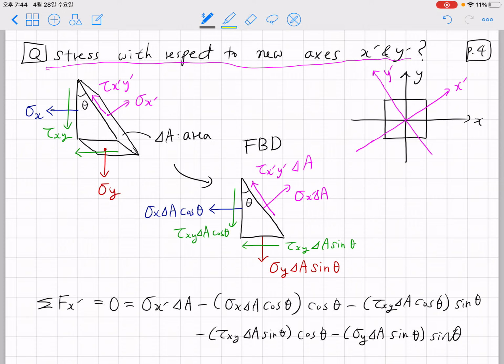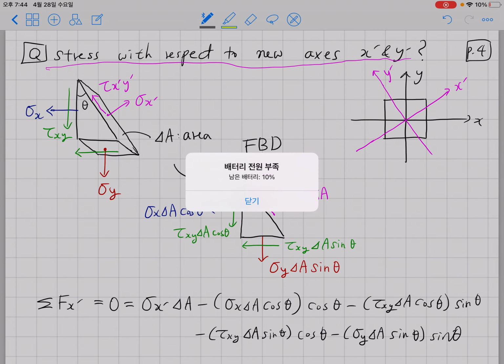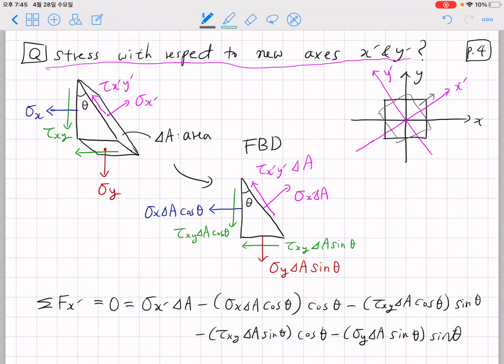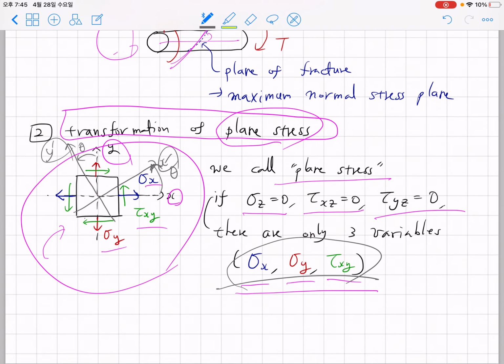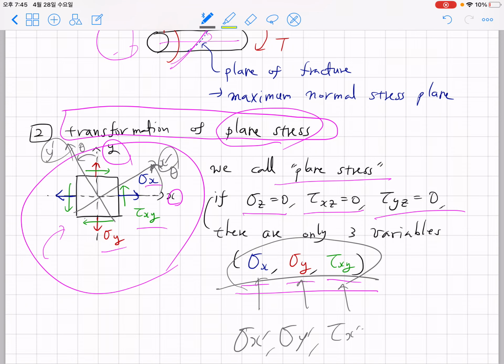To answer this question, along the x prime, y prime axes, what you can imagine is sigma x prime, sigma y prime, and tau x prime y prime. We want to obtain the relationship between sigma x, sigma y, and tau xy with respect to xy, and, for exactly the same stress state but a different coordinate system, what the different readings will be. That will be the topic of this lecture.